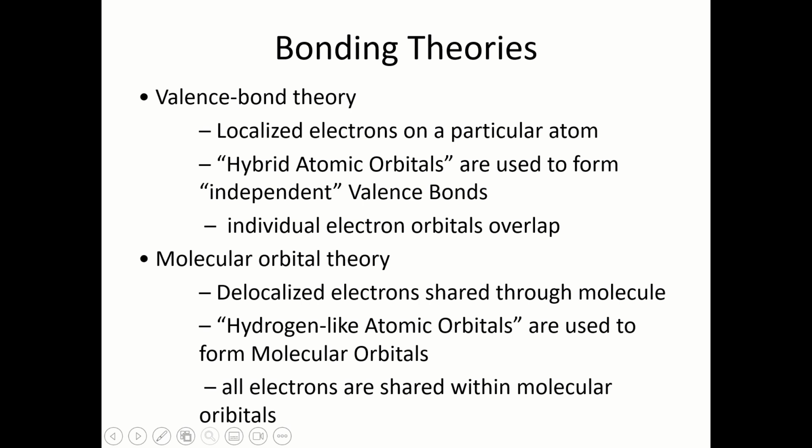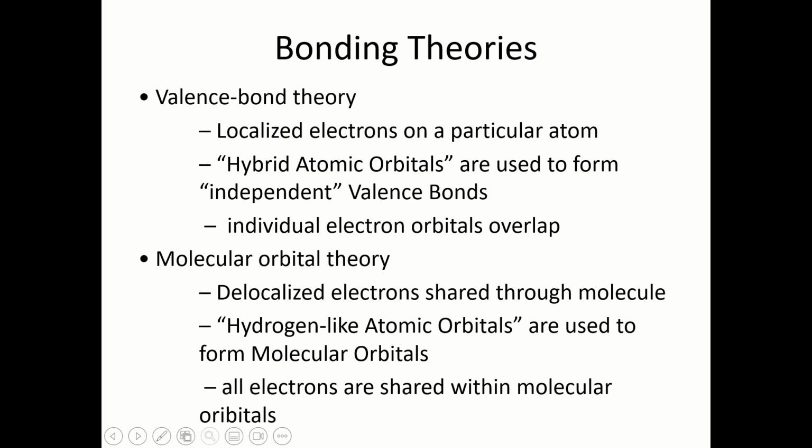So the quick difference between these two is that valence bond theory is going to focus on localized electrons on particular atoms. So we're going to take our atomic orbitals that we learned from Gen Chem 1, our s, p, d, and f orbitals, and we're going to hybridize those. Okay, with molecular orbital theory, the electrons are going to be delocalized, and so we're going to form what we call molecular orbitals. Okay, so those are some quick differences between the two.